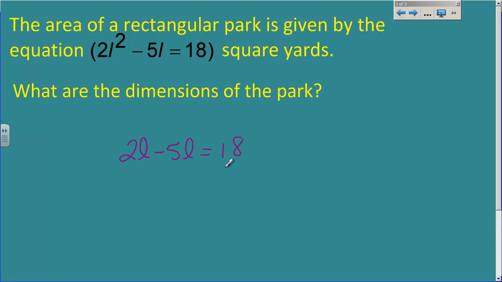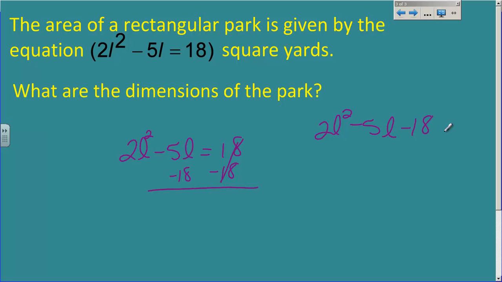The only way to get this 18 from here over to here so this looks like something I'm used to is to subtract 18 from both sides. That cancels it over here and leaves me with 2L squared minus 5L minus 18. And so now I want to find the dimensions, and I'm going to do that like I did with the last problem. I'm going to do it by factoring.